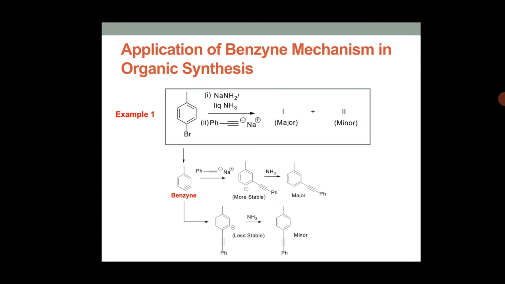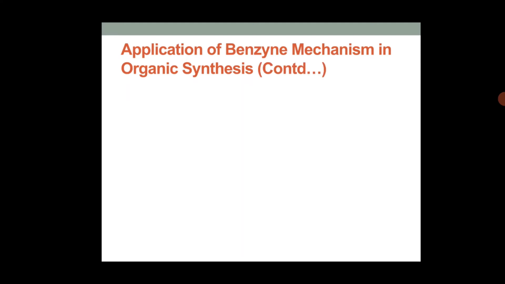So, this carbanion, after protonation, gives rise to this product. Now, which product will be more stable then? This product will be more stable than this. Let's look at the second example.